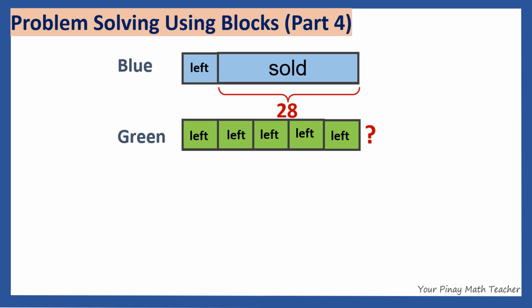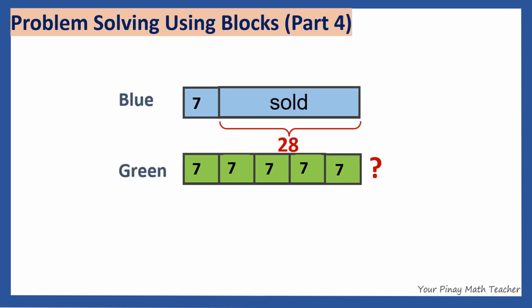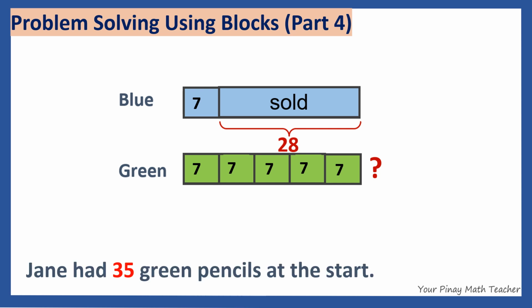Based on our illustration, 28, the number of blue pencils sold, is equal to 4 blocks or 4 units. To find the value of 1 unit, we simply divide 28 by 4 and we get 7. This means that each remaining block is equivalent to 7. Now we can give the answer as to the number of green pencils that Jane had at first. Jane had, yes, 35 green pencils at the start.